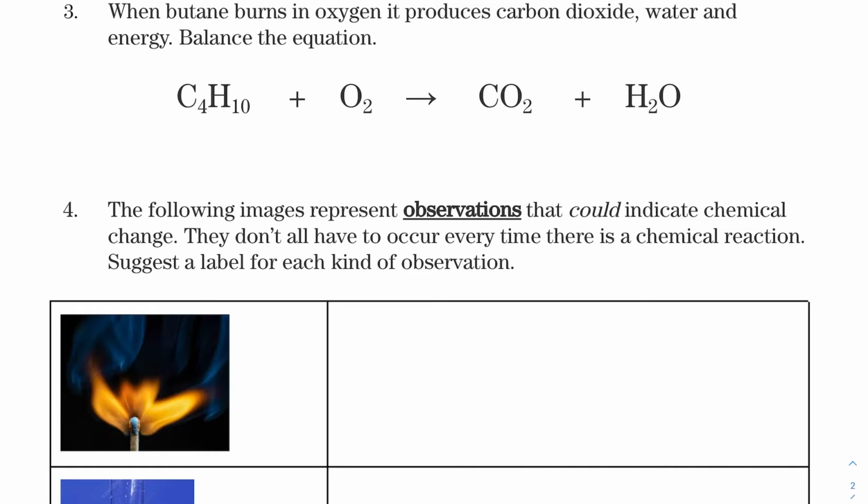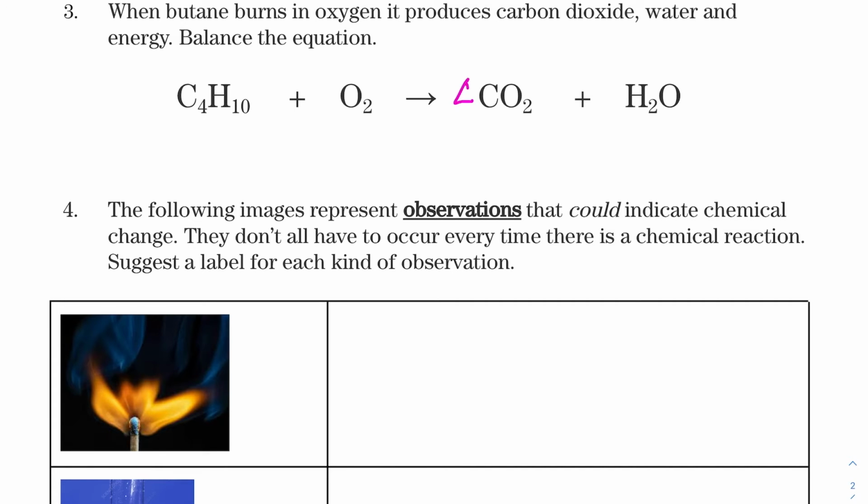Number 3, when butane burns in oxygen and produces carbon dioxide, water, and energy, balance the equation. In the test, you had a different compound. It wasn't butane, but the same principle is involved. So in a combustion reaction, you want to do the oxygens last. So let's start with the carbon.